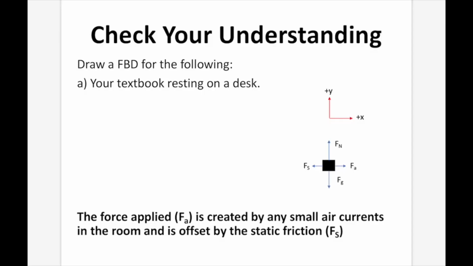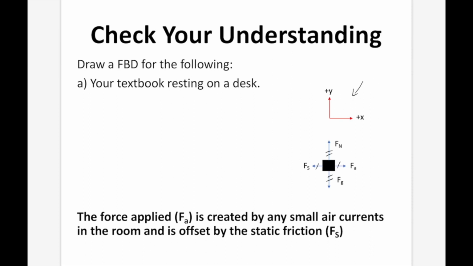A, your textbook resting on the desk. So you'll notice we have the textbook represented by this black square. We have our Fn, our Fg, and we have our resting textbook. So our Fs length is going to be equal to our Fa length. And again, our Fn is going to be equal to our Fg. We have our positive represented up here. So why do we have our Fa and our Fs? Well, the force applied, Fa, is created by any small air currents in the room and is offset by the static friction.